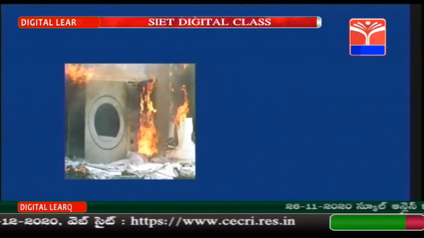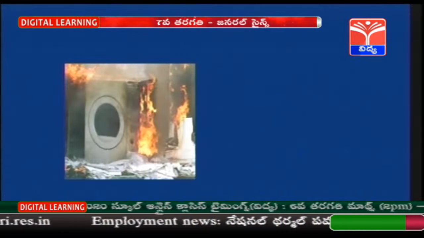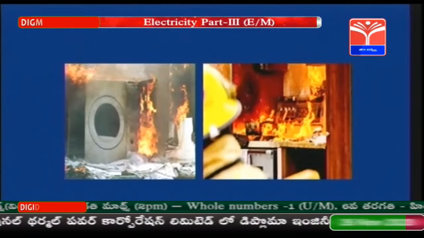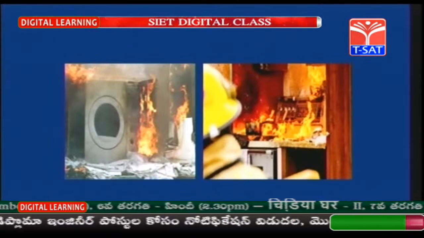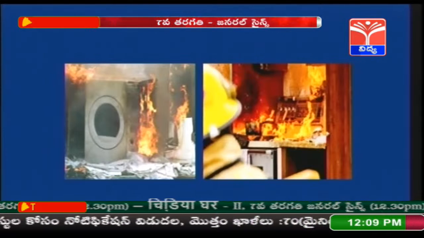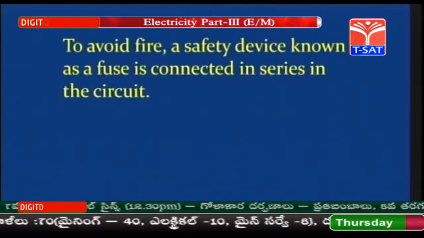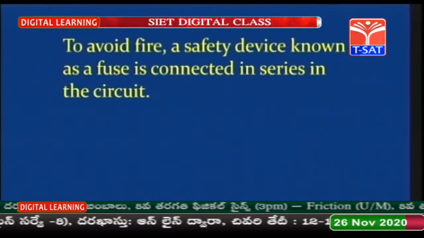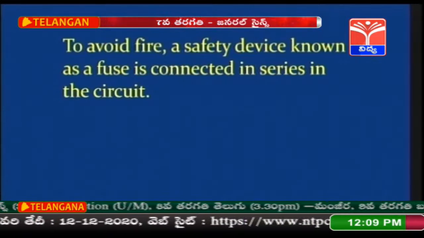How did this fire accident occur? It is due to a short circuit in our homes. Now you can see the picture. Here also our house is burning. Therefore electricity is very dangerous. Now how to avoid this? To avoid fire, a safety device known as a fuse is connected in series in the circuit.